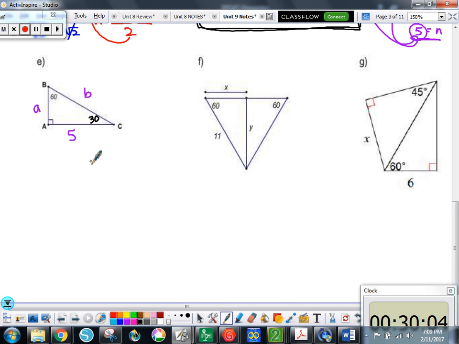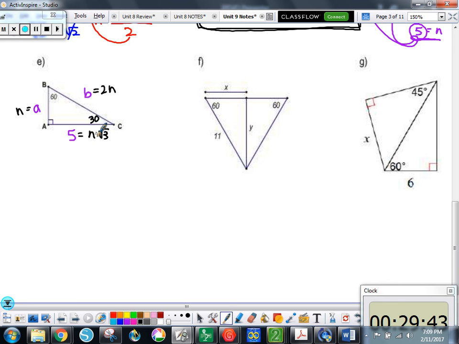So this is my 30. Across from my 30 is N. Across from my 90 is 2N. And across from my 60 is N square root 3. So again, one of these has the equation where I can solve for N. In this case, it's the bottom one.